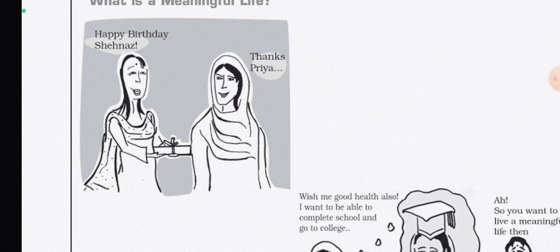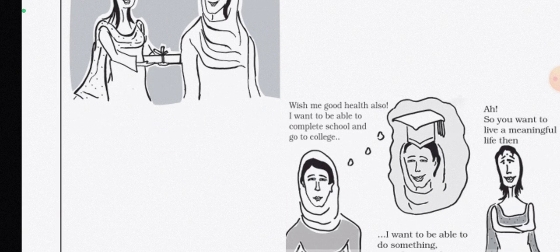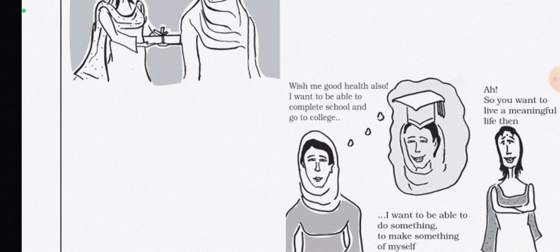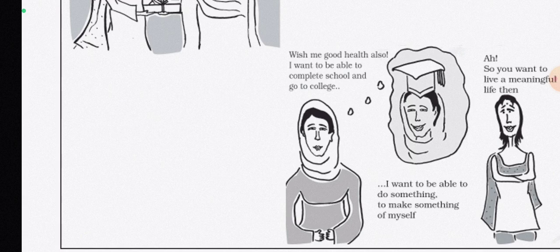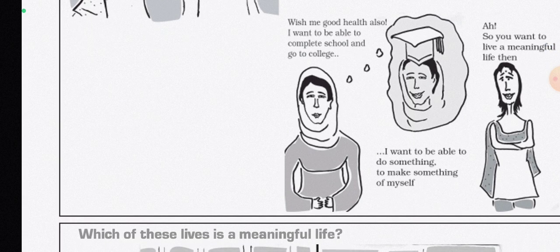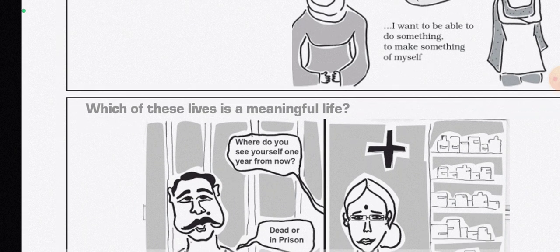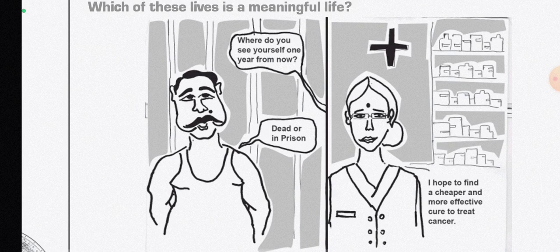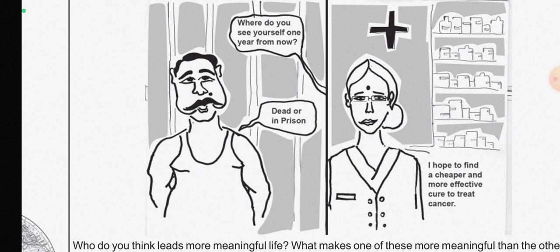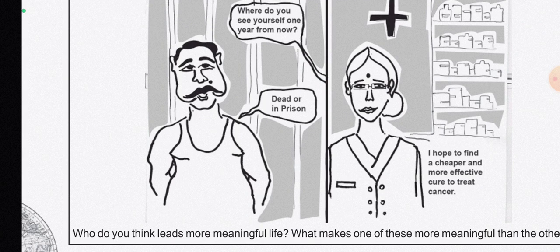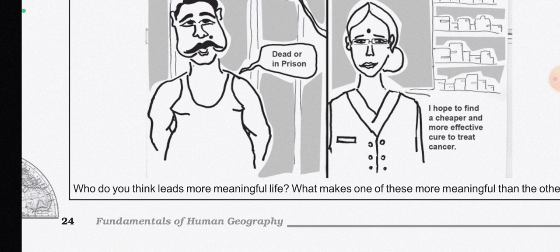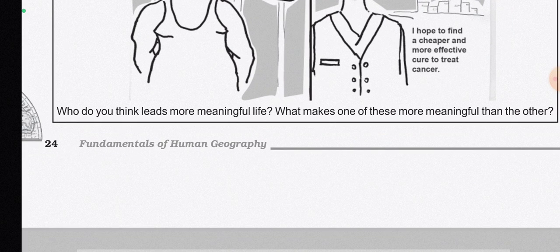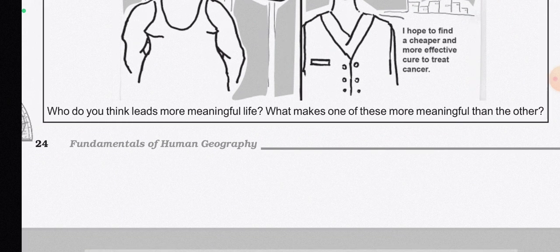Happy birthday, Sanaj. Thanks, Priya. Okay, then wish me good health also. I want to be able to complete school and go to college. So you want to live a meaningful life then? I want to be able to do something, to make something of myself. Which of these lives is meaningful? Where do you see yourself one year from now? Dead or in prison? And I hope to find a cheaper and more effective cure to treat cancer. Who do you think leads a more meaningful life? What makes one of these more meaningful than the other?